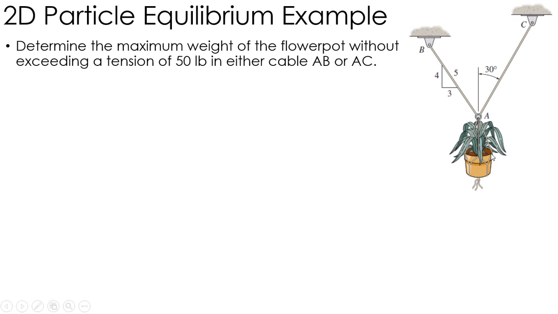So with any equilibrium problem, the first thing we do is draw a free body diagram. So we have the weight of the pot acting straight down, and then we have the two tensions, AC and AB, acting up in their specific directions. Okay. Once we have the free body diagram, we simply sum the forces in the X and sum the forces in the Y, setting them both to 0.